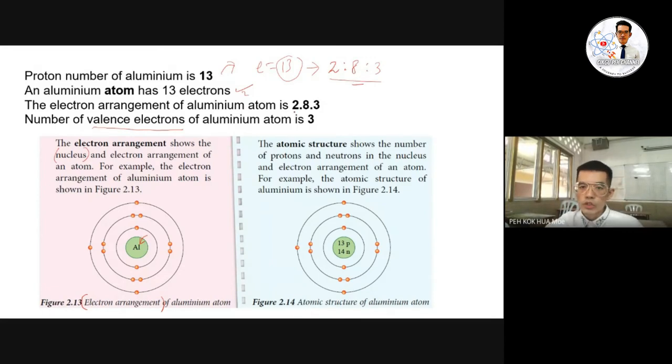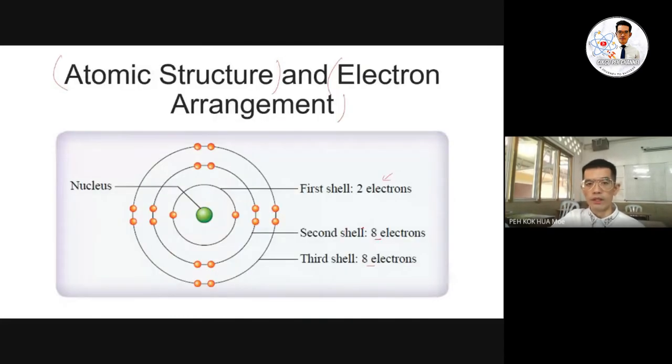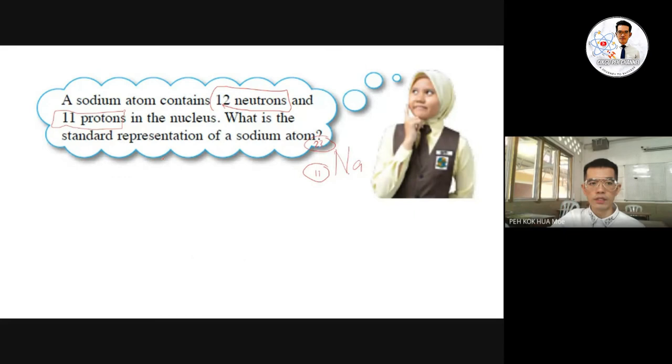For the atomic structure, the difference is that we show the symbol of aluminium with the proton number, which is 13, and the number of neutrons, which is 14 here. So that means the question needs to give you the neutron number and the proton number, which is stated in the standard representation here.